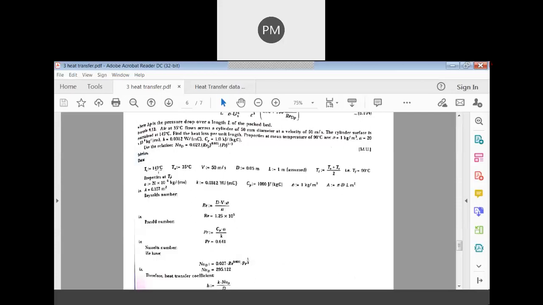Before that, what are the data? There is air at 35 degrees ambient temperature, TA is 35 degrees Celsius, and the cylinder surface is maintained at 145 degrees Celsius, TS 145. Velocity is 50 meters per second. The air is flowing on a cylinder of diameter 50 mm. 50 mm is 0.05 meter. Length of the cylinder they have not given. You can take it as 1 meter. I told you width as well as length you can assume if they have not given in the problem.